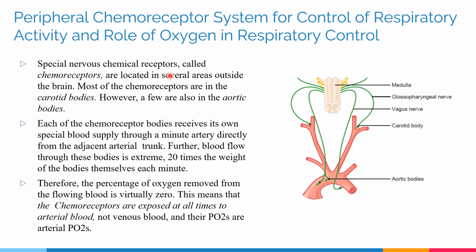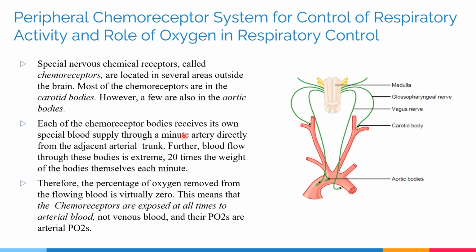Special nervous chemical receptors called chemoreceptors are located in several areas outside of our brain. Most of the chemoreceptors are in the carotid bodies, however, a few are also in the aortic bodies. We have already looked at the carotid bodies and the aortic bodies in a previous lecture on blood pressure regulation, and we have seen how these particular chemoreceptors sense and detect the changes in levels of pH, the partial pressure of oxygen, and the partial pressure of carbon dioxide that are occurring in our body.